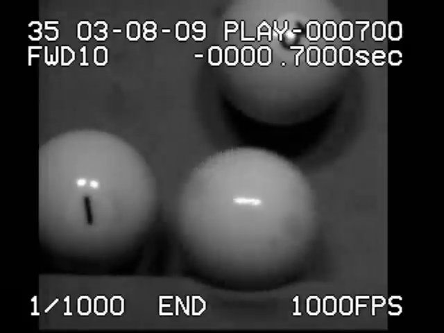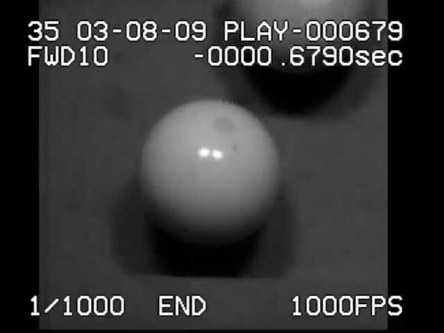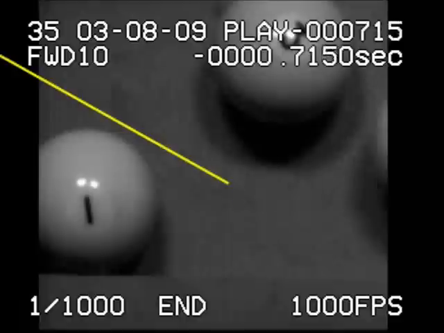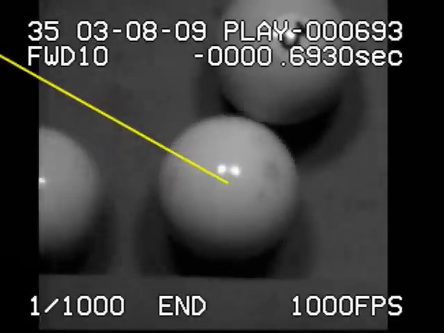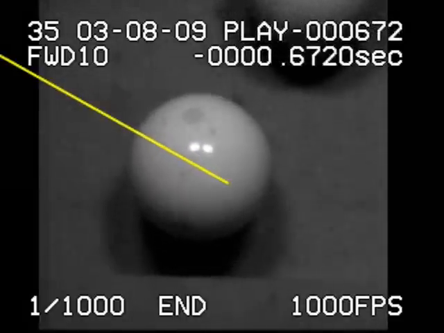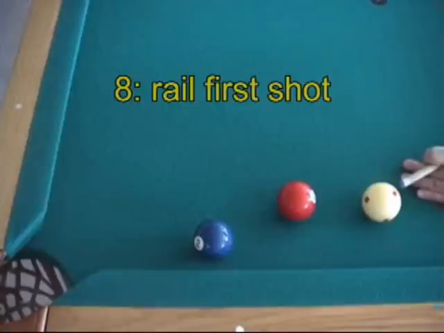Here's another similar example in super slow motion, where we can clearly see the object ball contact first, and the cue ball coming off the tangent line of the obstacle ball. Now, anytime we have rail first shots, we always have to make sure something hits a rail after object ball contact. Here are some examples to illustrate this principle.